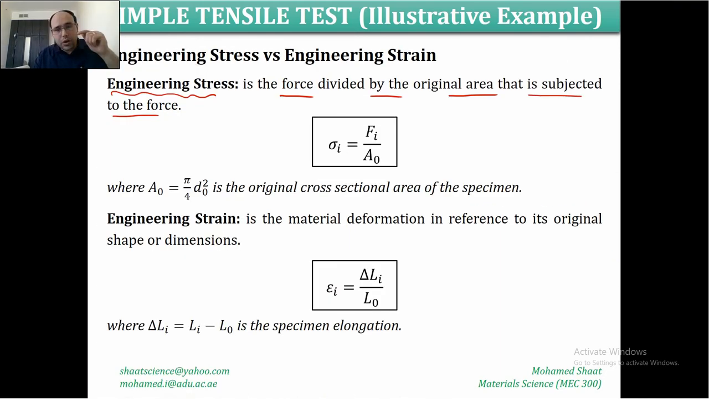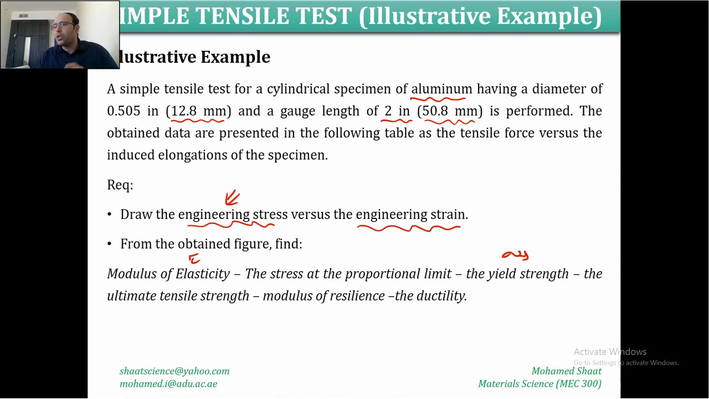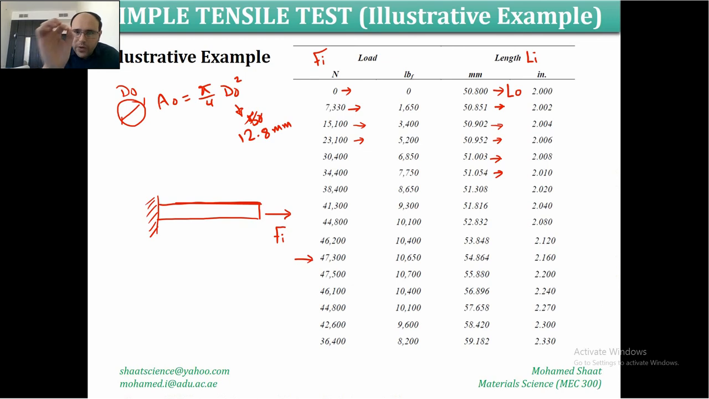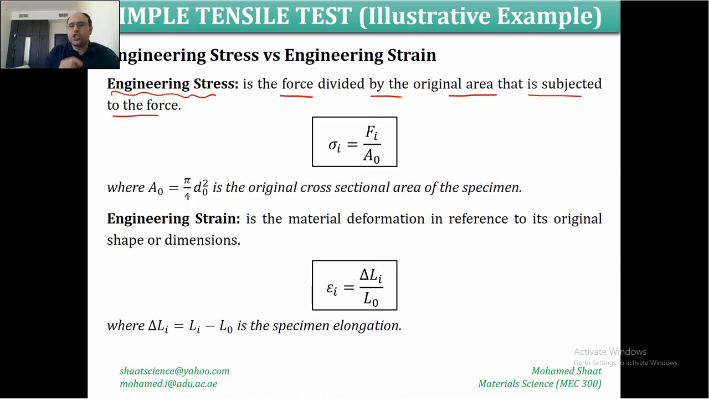Make sense? So here in this example, it is required to draw the engineering stress versus engineering strain curve. It means that you have to divide every single force by the original area, which is simply pi over 4 times the diameter squared. This is the original cross-sectional area of the material sample.